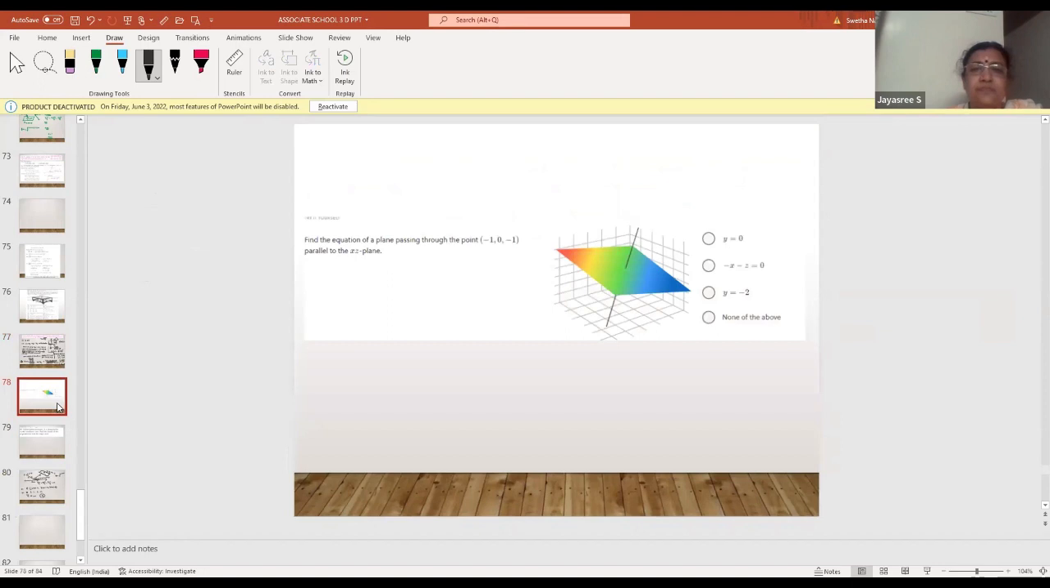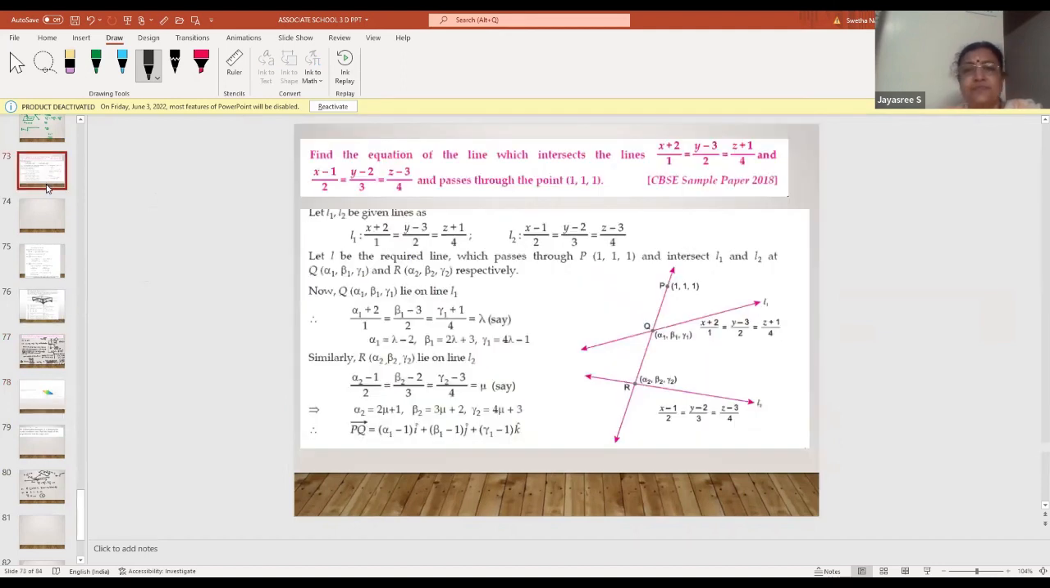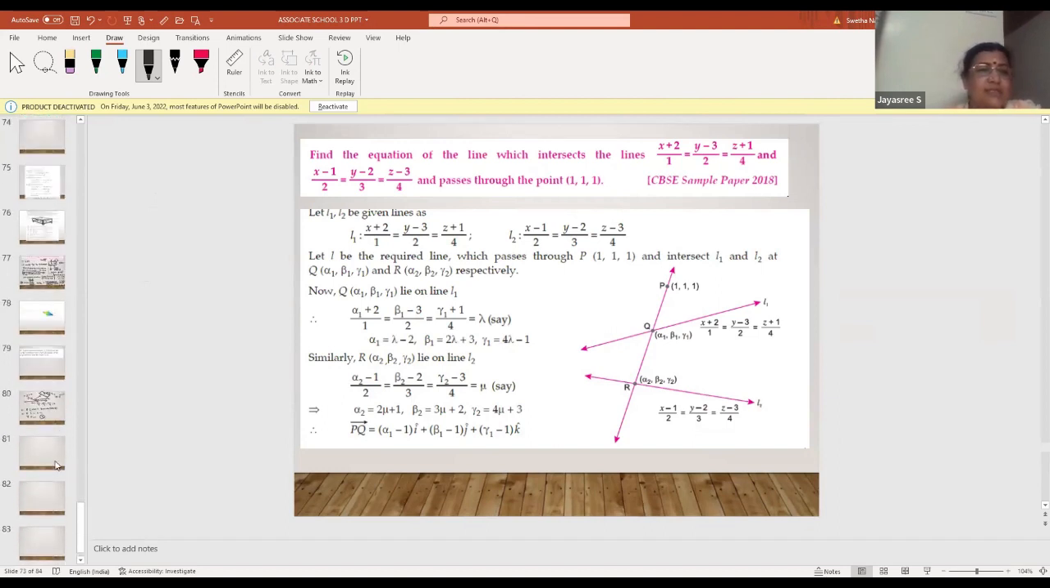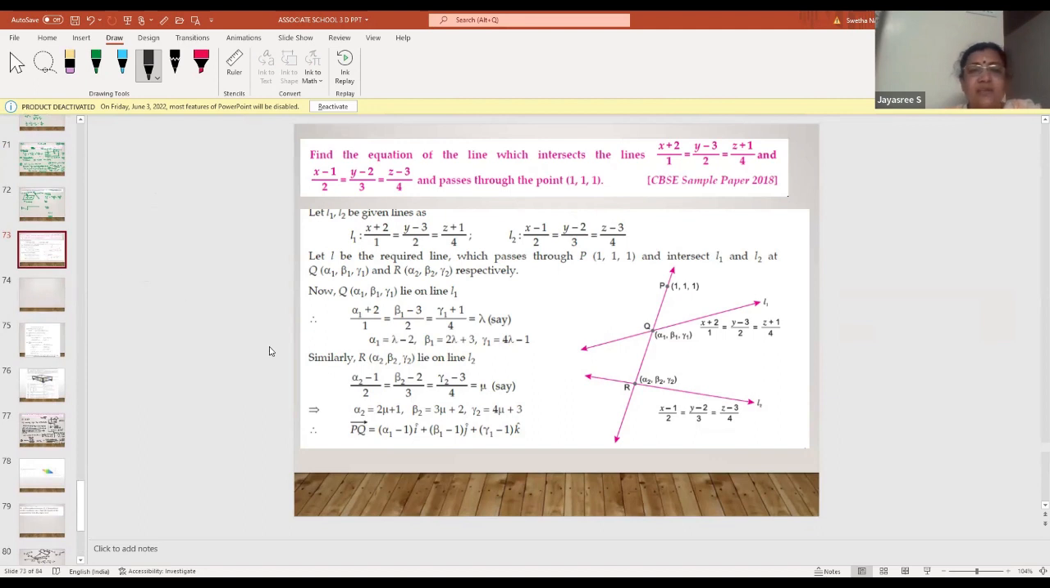Now, here is another hard question. I was thinking that there may not be time, so I just took the solution and discussed it. In between many things, I did not do it. I just discussed it and left it. So let me talk about this part.